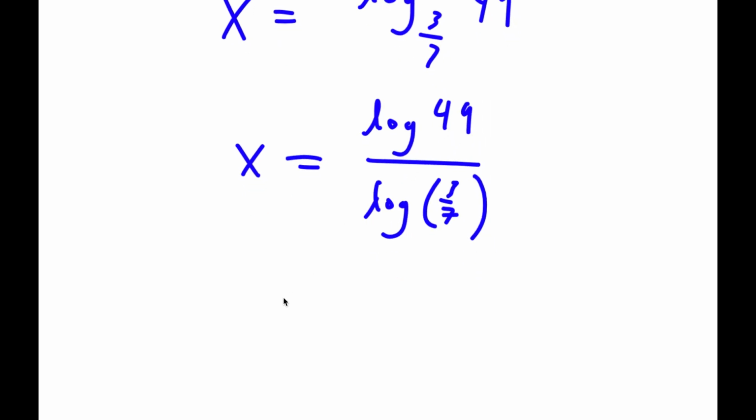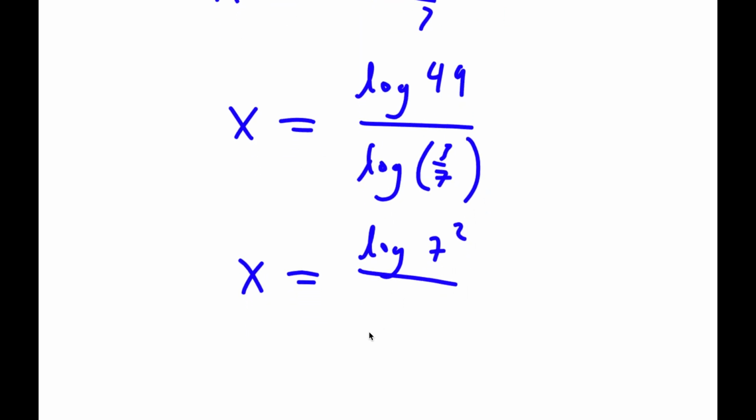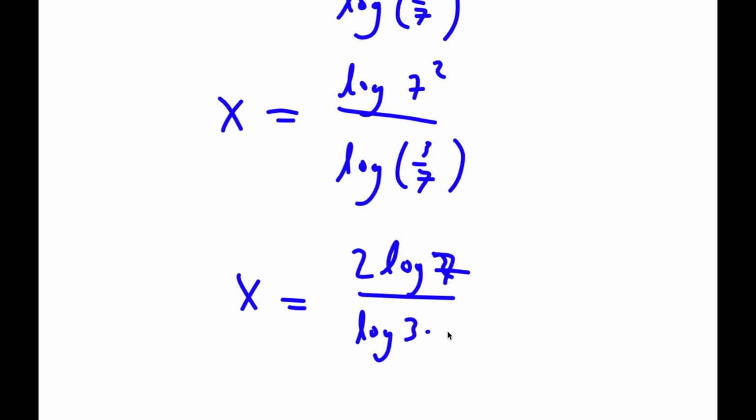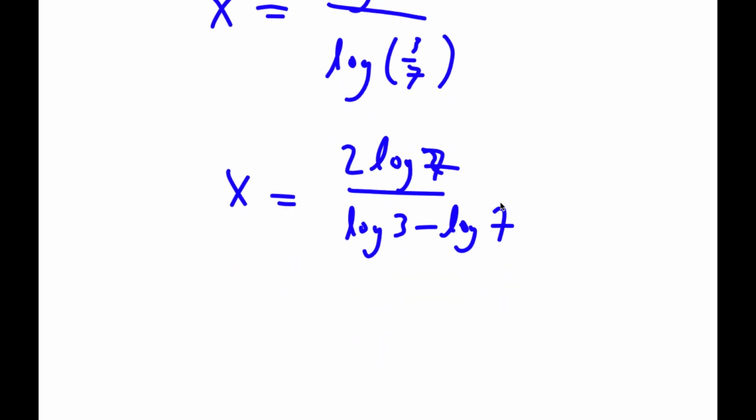And first off, 49, that's the same thing as 7 squared. So now I have log 7 squared over log 3 over 7. And log 3 over 7 I can rewrite as log 3 minus log 7. So this is my final answer.